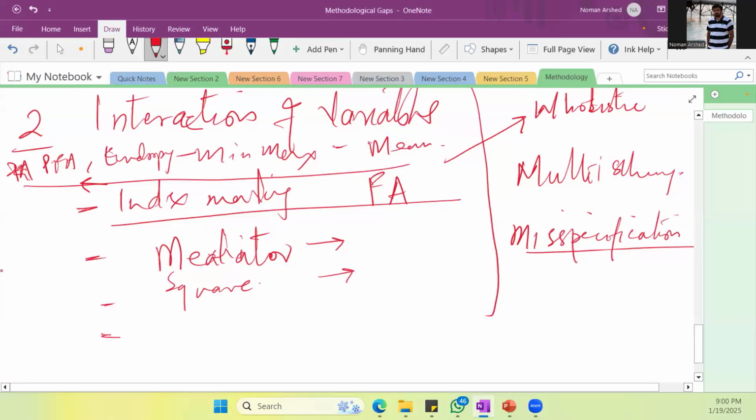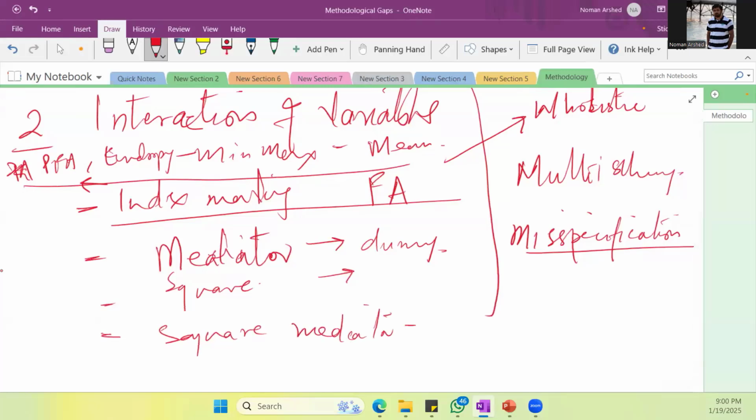The last part here is actually the mediator. You can use a mediator, some dummy as a mediator also. So mediator dummy or continuous dummy, and then there is a square mediator that the article has shown. These are the aspects that you can use to add a methodological gap in the study. If you have any query now, please raise hand.